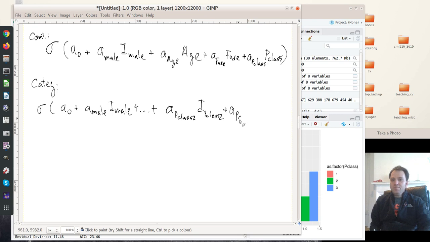And I'll add a P class 3, I P class 3. So how is this different? When I'm predicting here, I'm computing all of that, and then I'm saying AP class times P class, and this could be 1 or 2 or 3.